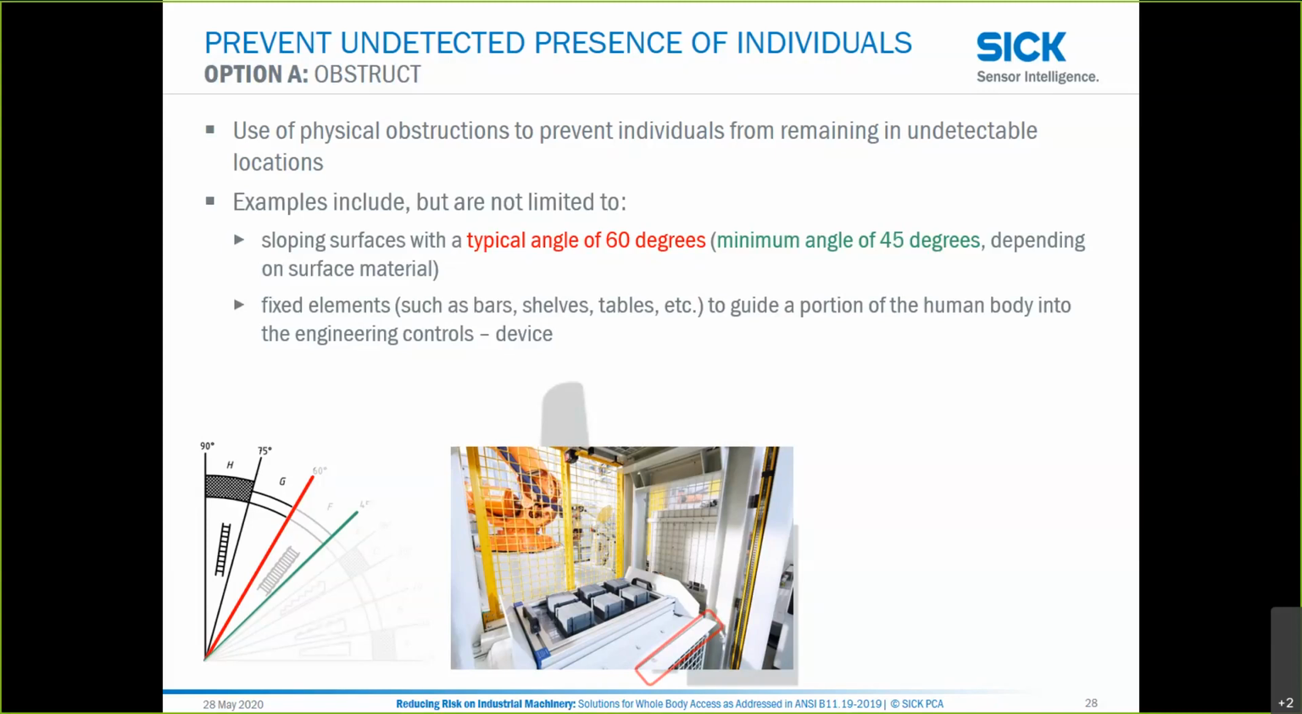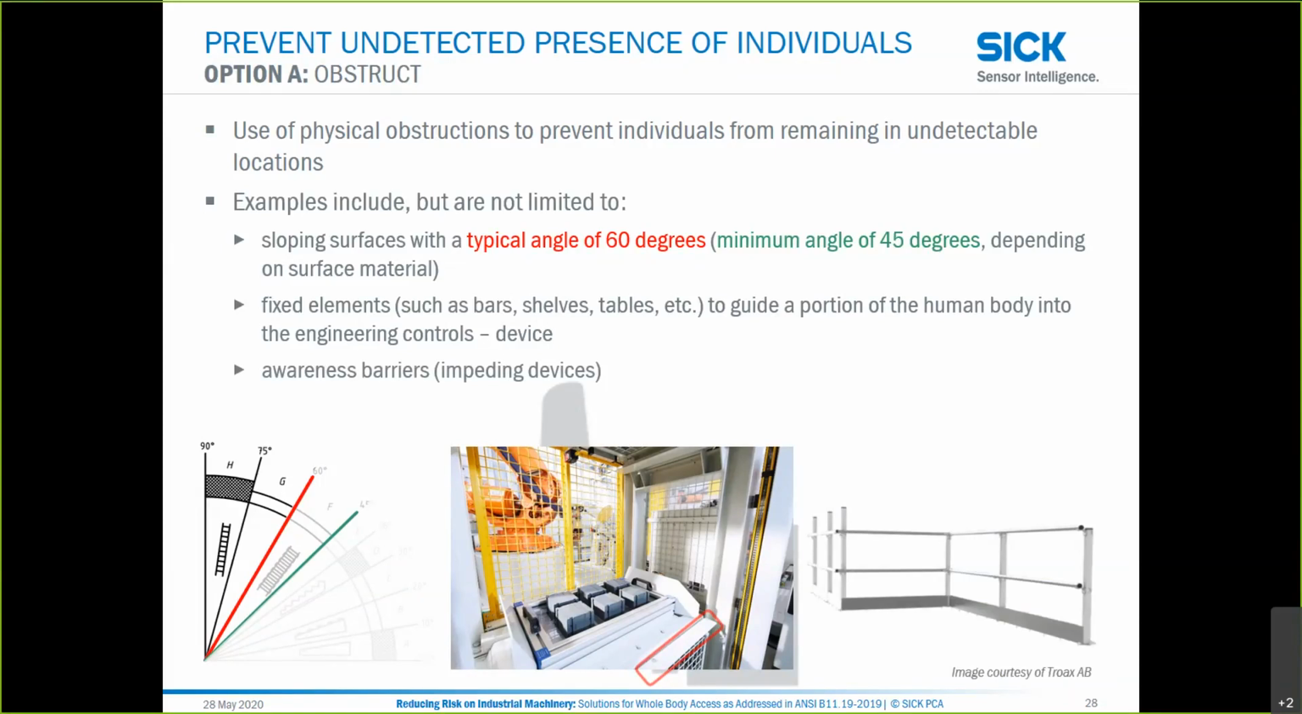The same thing can apply with interlock doors. You make the area so small that you can't physically close the door behind you, which achieves the same result. And kind of an offshoot of that is the use of awareness barriers or impeding devices, just anything that's physically going to stop someone from being somewhere where they would otherwise be undetected.